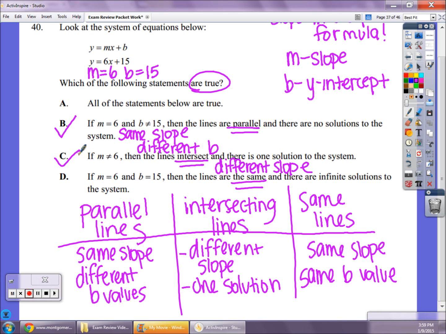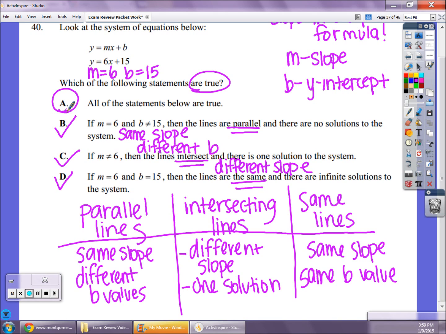And D is going to be if m equals 6 and b equals 15, the lines are the same. And yes, that's what we figured out. So it is going to be option A for this one. All of the statements below are true. If you didn't know that, write those notes down. Study that. It could be helpful for you on the exam.